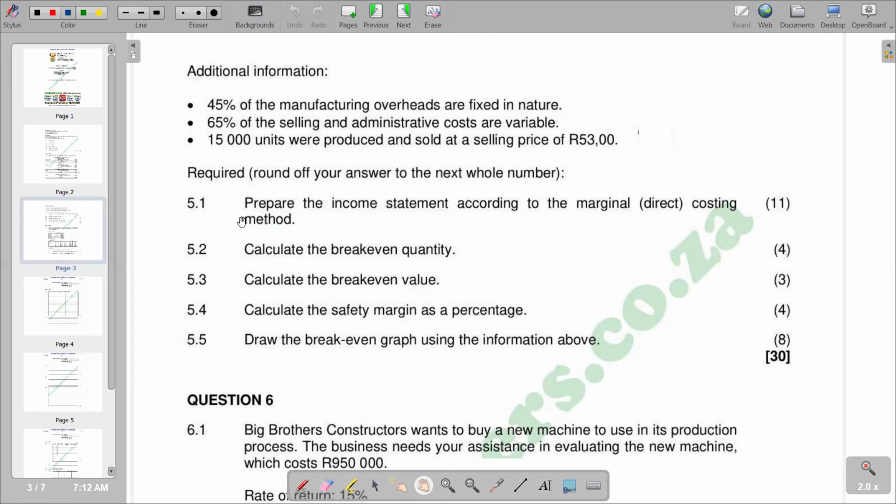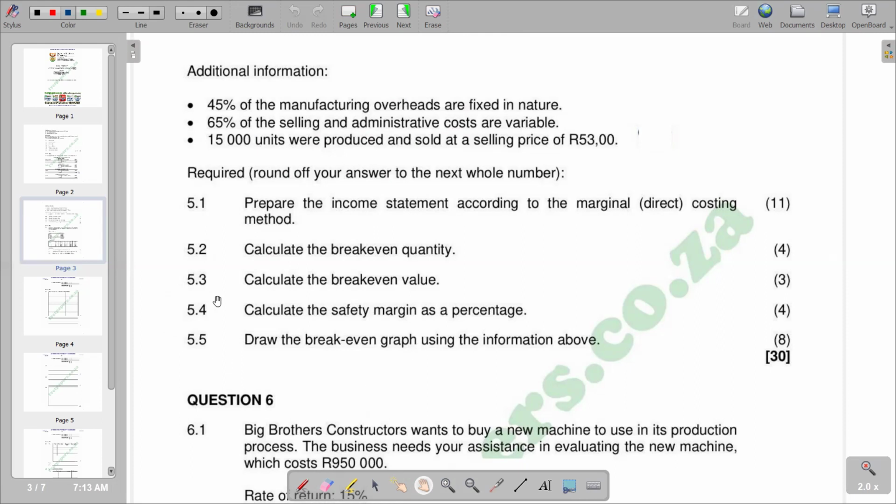Then 5.1, prepare the income statement according to the marginal or direct costing method. So basically, that's what we are going to do. Remember, preparation according to the direct cost method, we are going to say sales, and then we subtract total variable costs to get our marginal income. Then when we have got our marginal income, we subtract total fixed costs to get the net profit. So basically, the final figure that we are calculating in that income statement is the net profit. We just follow that format whereby we subtract variable cost first, and later on we subtract the fixed costs to arrive at the net profit.